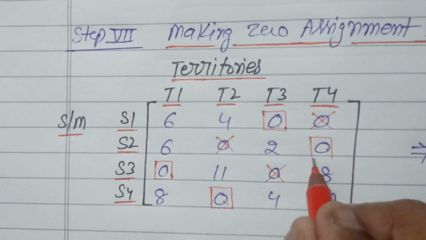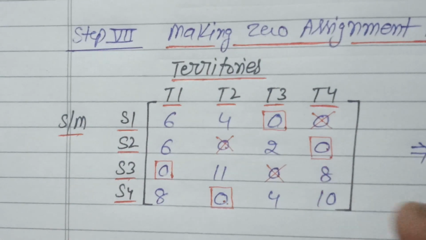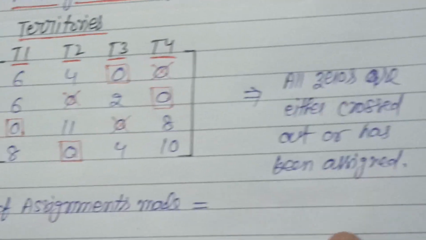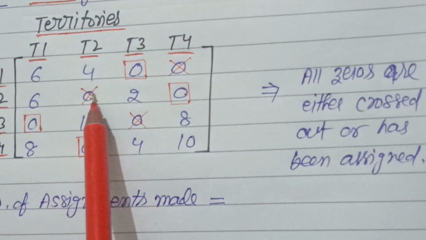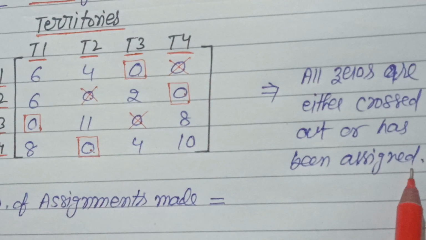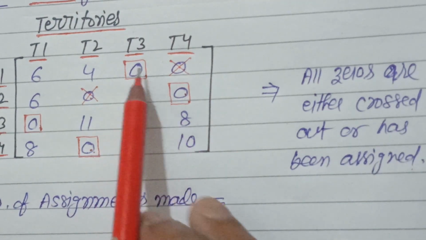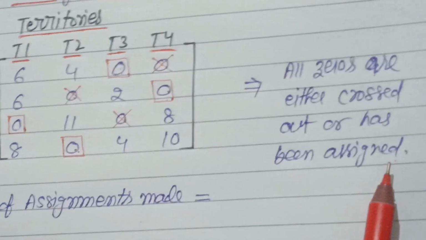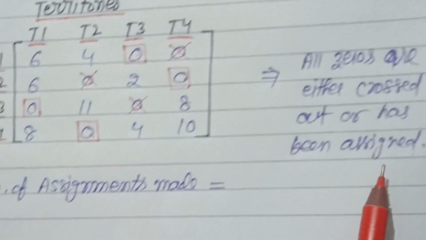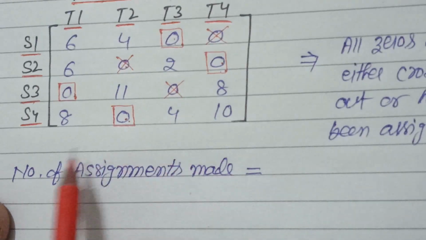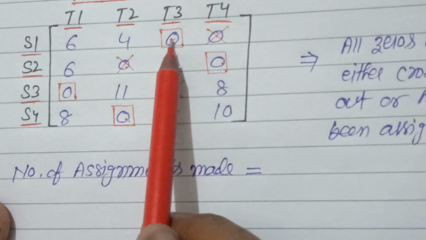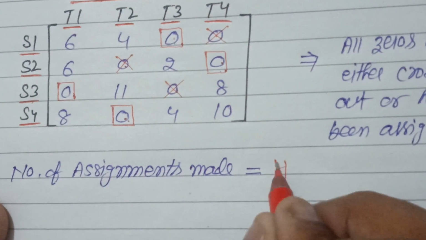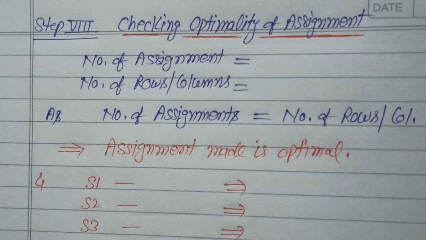After making an assignment, you will see that all the zeros have either been crossed or assigned. So we can now move to the next step, that is the optimality check. But before going to that, let us count the number of assignments made. The number of assignments made are 1, 2, 3 and 4. So 4 assignments have been made.